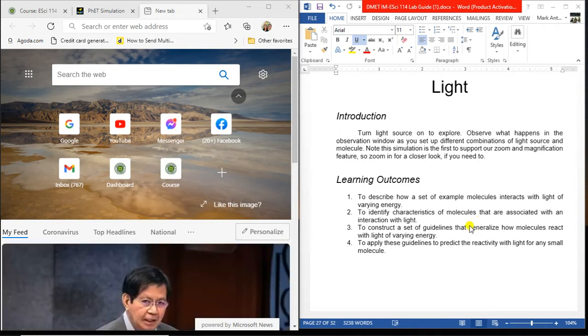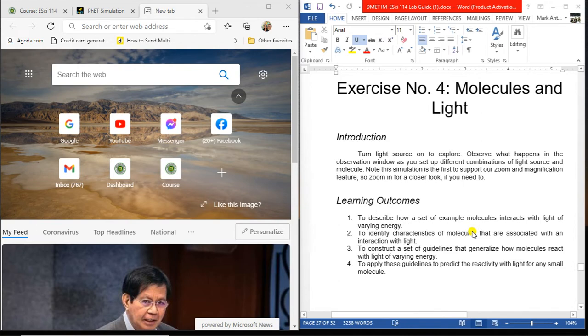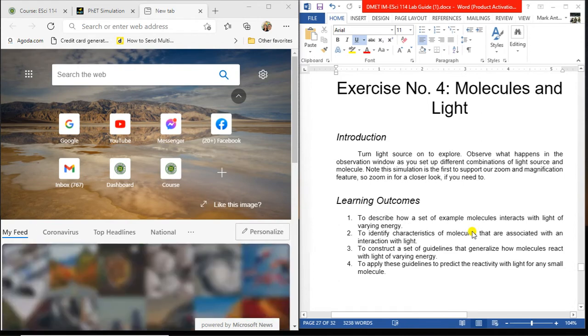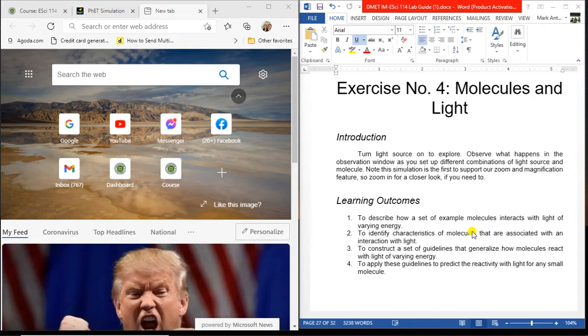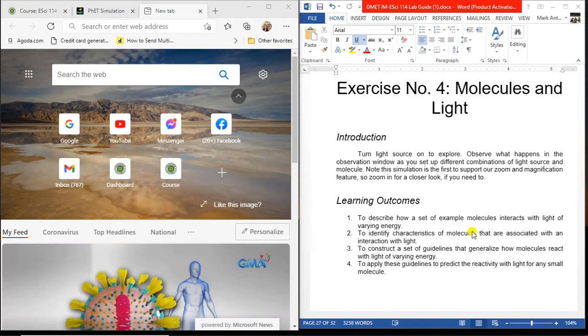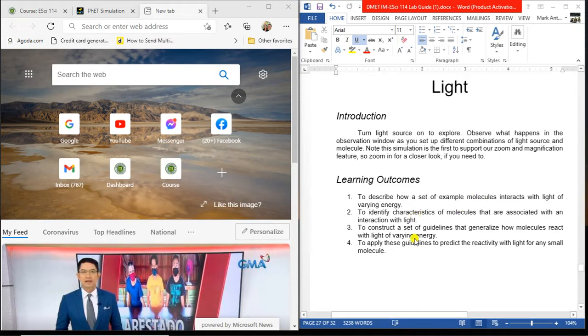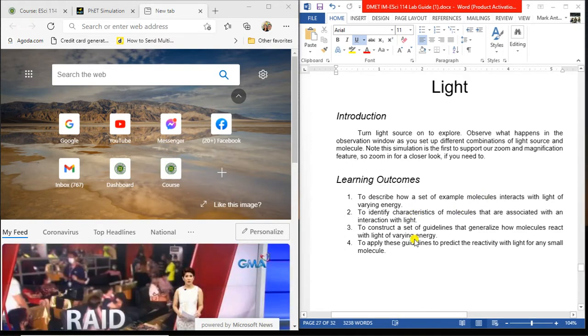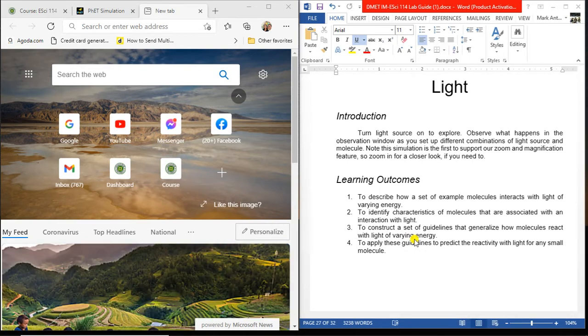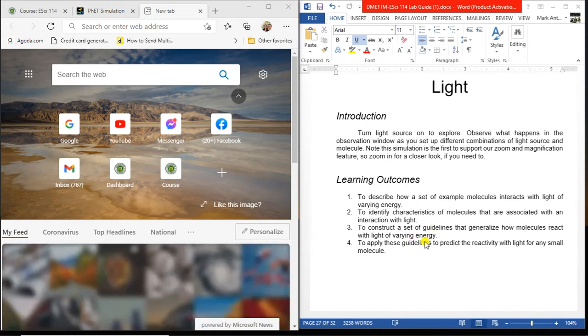So diri sa ato ang simulation naa tay selected nga mga molecules, and then ato na siya i-test kung unsa ilang interaction sa light, kung ato sila pasigaan unsay mahitabo sa ilahang mga molecules. So ang light kay nag-vary man ang frequency sa light. It could be from gamma until the radio waves.